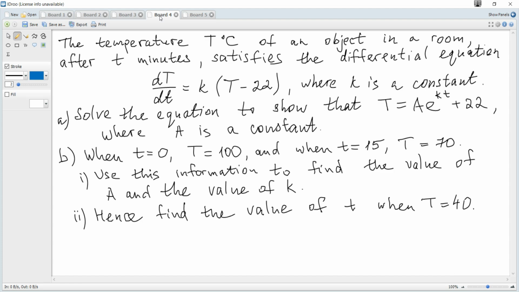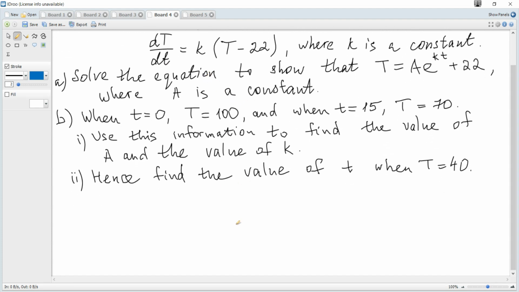The temperature T of an object in a room after t minutes satisfies the differential equation given. Question 8: solve the equation to show that T is equal to this, where A is a constant. So we just need to solve this differential equation, and you can see that we can solve it by separating variables.